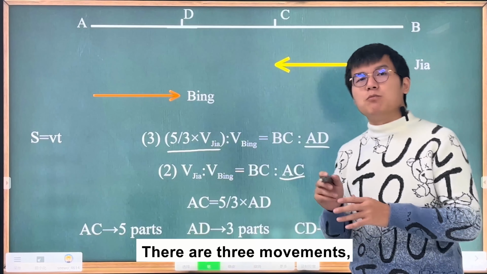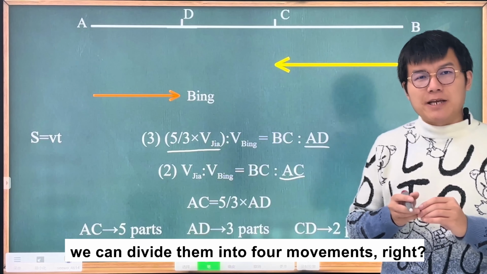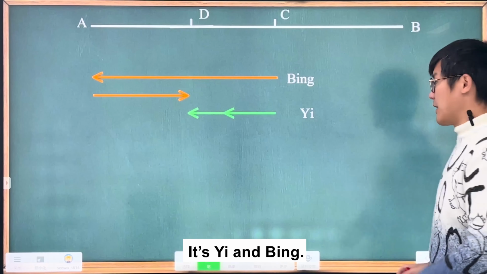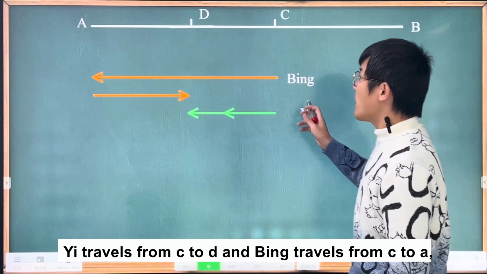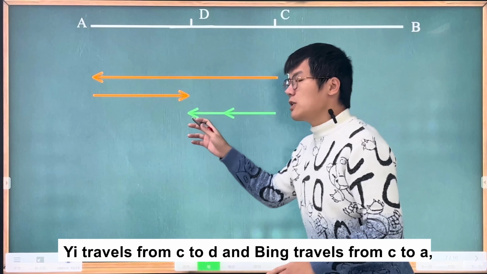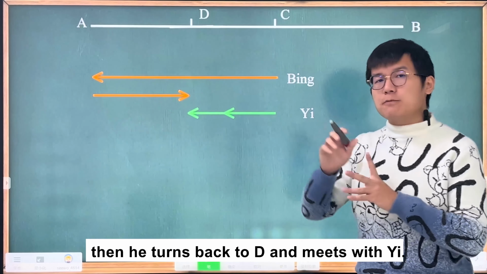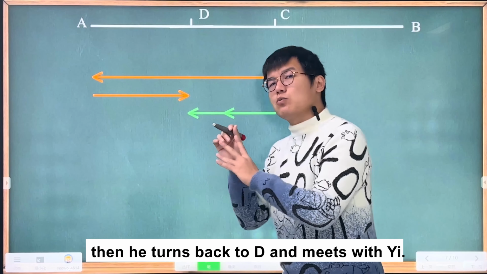Now let's go on. There are 3 movements, but don't worry, we can divide them into 4 movements, right? What about the 4th movement? It's Yi and Bing. Now look at this. Yi travels from C to D, and Bing travels from C to A, then he turns back to D and meets with Yi.